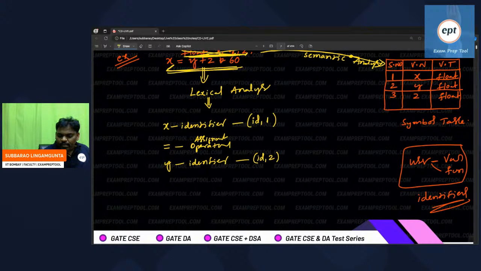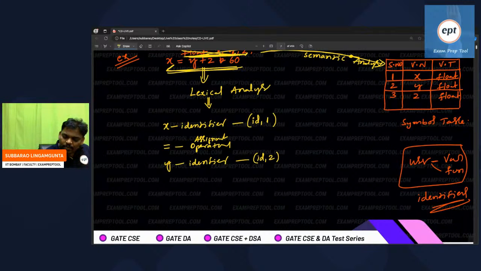So the lexical analyzer is asking Y, hello Y, can you introduce yourself? Immediately Y said, I am an identifier. Immediately the lexical analyzer said, if you are an identifier, you should be there in the symbol table. Let me check. Oh, he is there. So your token number is ID, 2.